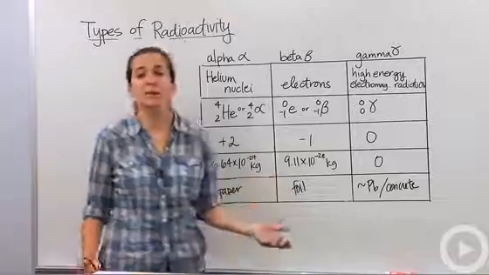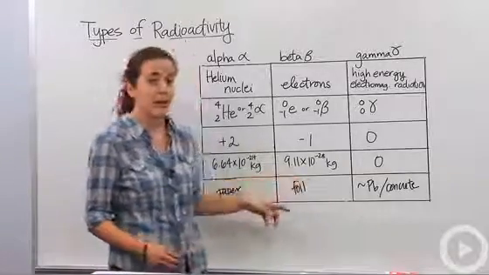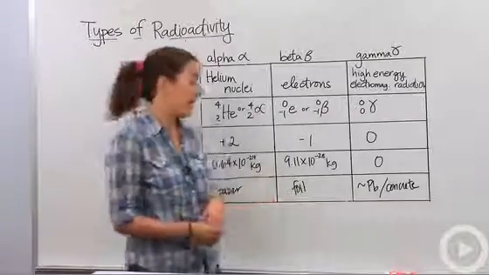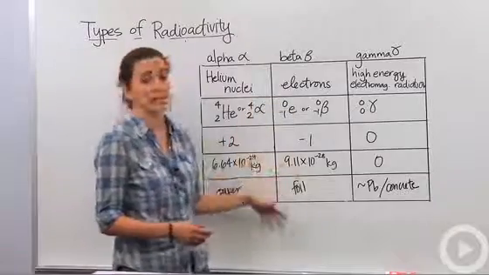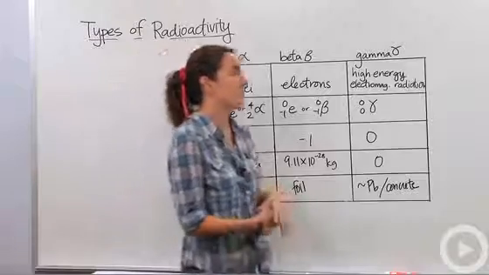Beta particles can still be blocked. It's actually not that dangerous, but things have to be a little bit thicker. Foil is able to block it, so it's really not that terrible for us. A lot of things are able to block the electrons, even though they seem ridiculously small. We can block those from us too.